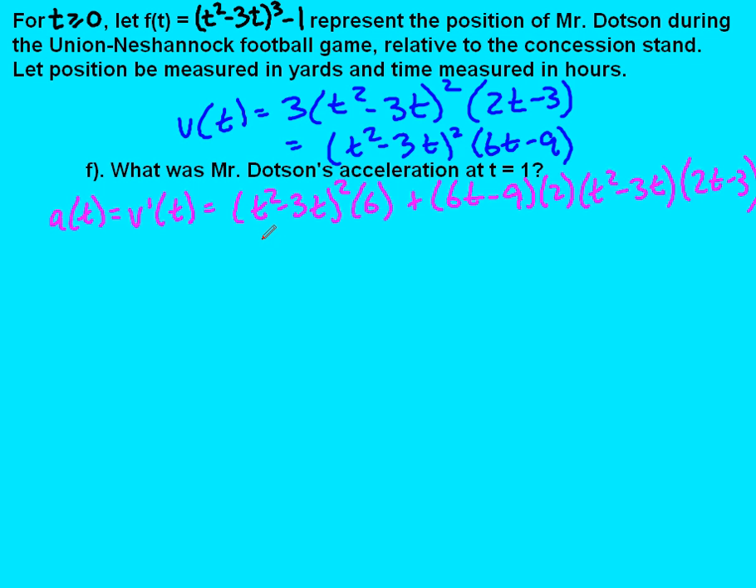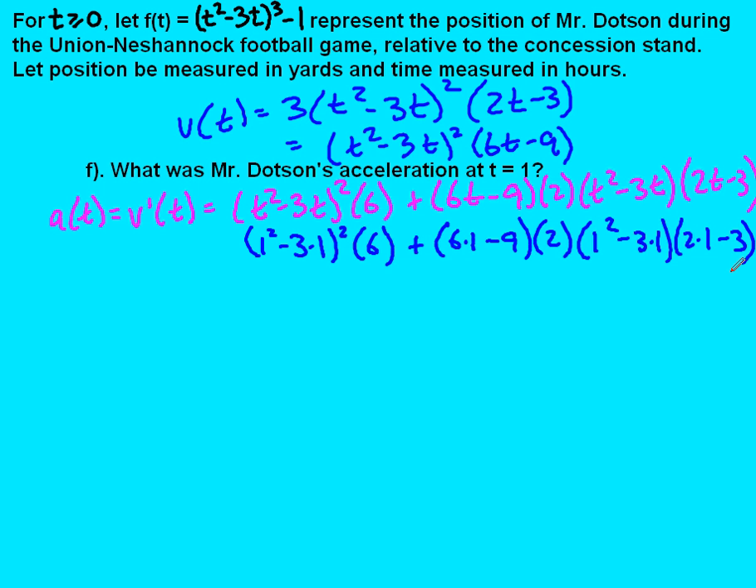So I'm going to plug in 1 squared here minus 3 times 1. That whole thing is going to be squared. This is still times 6, 6 times 1 minus 9. This is still 2. I have 1 squared minus 3 times 1, and I have 2 times 1 minus 3. So what do all these simplify to? We should have here 3 times 1 is 3. 1 minus 3 is negative 2. Negative 2 squared is 4. So I have 4 times 6 here. I'm going to have 6 minus 9 is negative 3 times 2. This guy here becomes 1 minus 3 again, which is negative 2. And this guy, 2 minus 3, is negative 1.